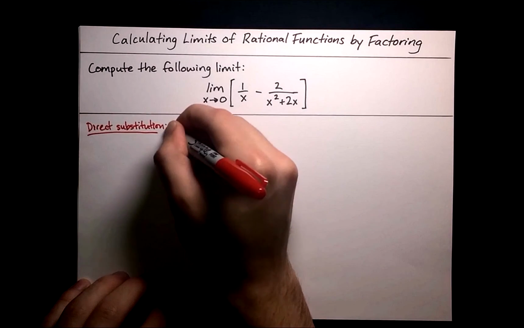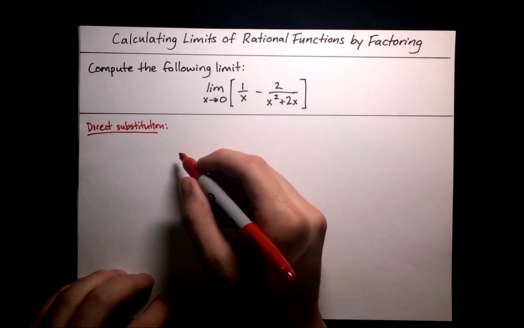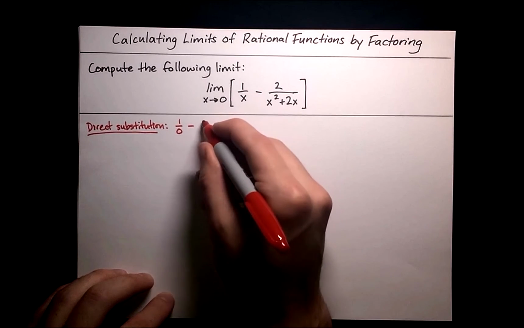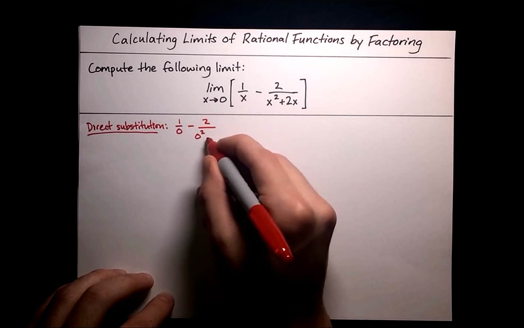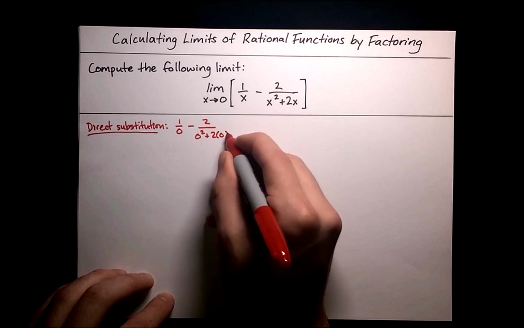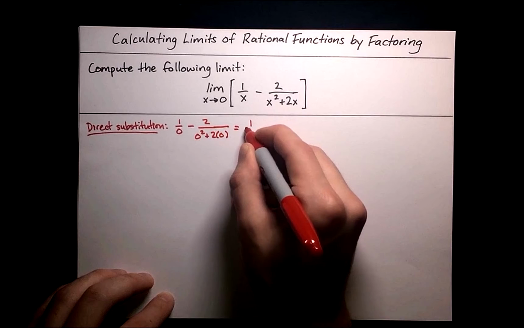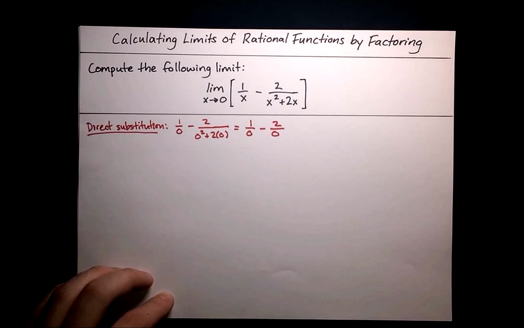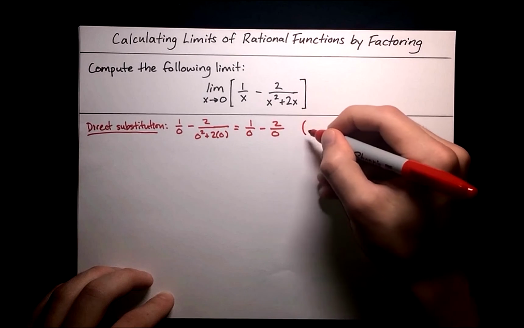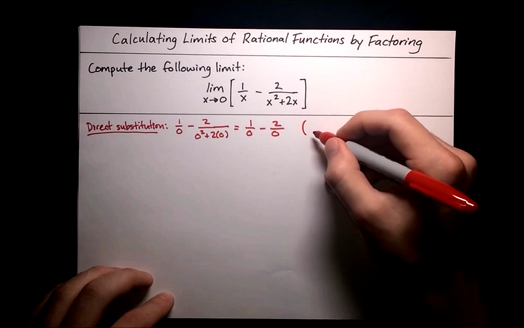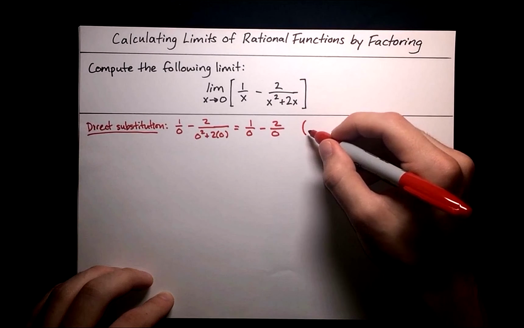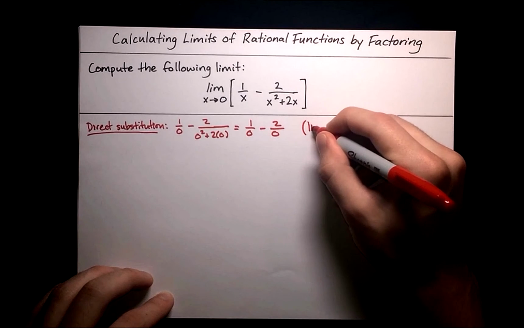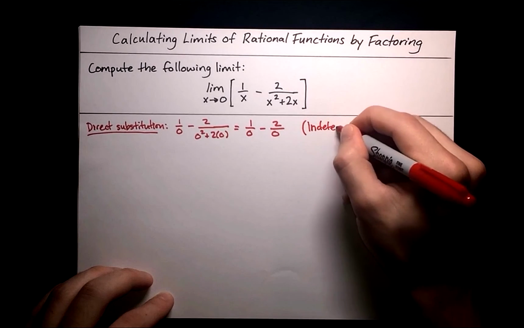When we try direct substitution on that limit, we plug in 0 for x, and we get 1 over 0 minus 2 over 0 squared plus 2 times 0. So really we have 1 over 0 minus 2 over 0. That's not really helpful because 1 over 0 isn't defined, and neither is 2 over 0. These could represent positive or negative infinities, and subtracting infinities from each other isn't defined. So this is indeterminate form as well.